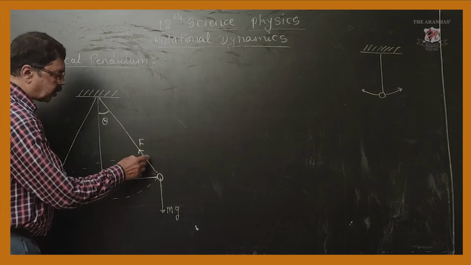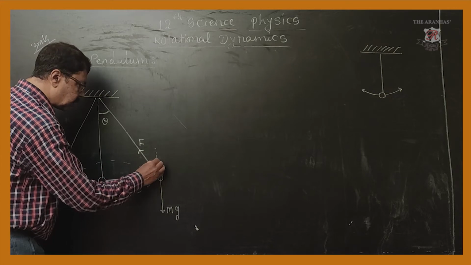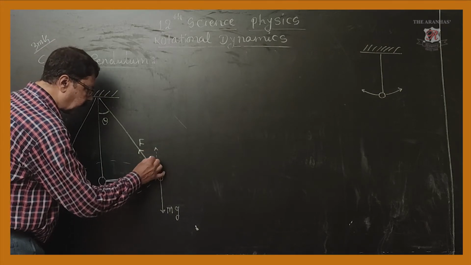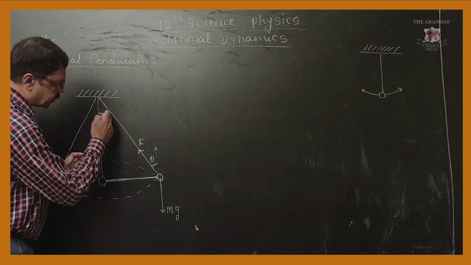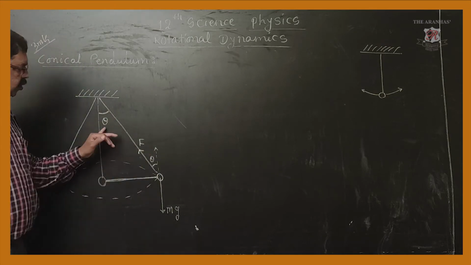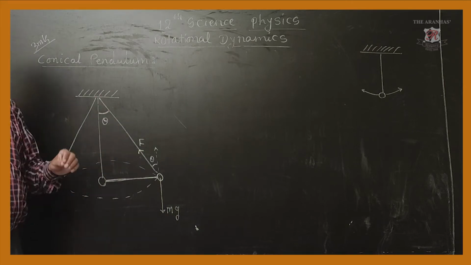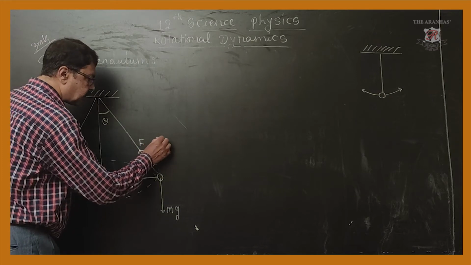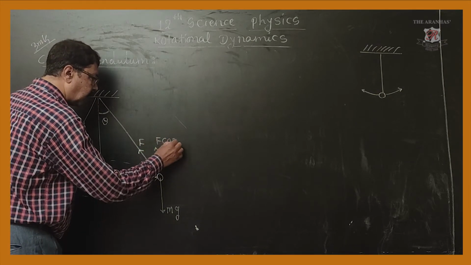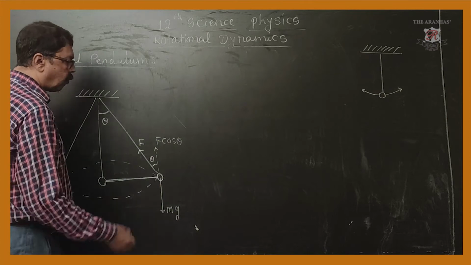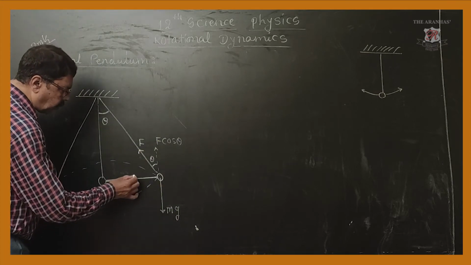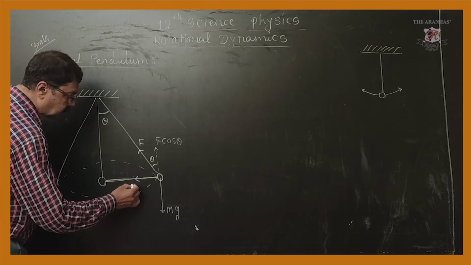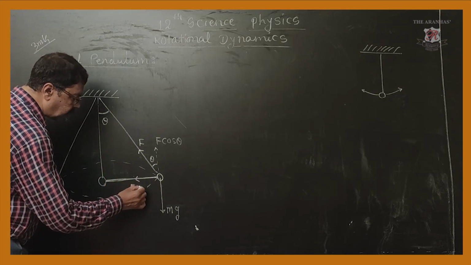I want to resolve this into two components. See, this is theta again. You can easily understand parallel lines, transversal, alternate angles. So these two angles are common. What is the component next to the angle? It is always cos theta. So I am writing it as F cos theta. What will be the direction of the other component? It will be along the radius towards the center. So it is F sin theta.